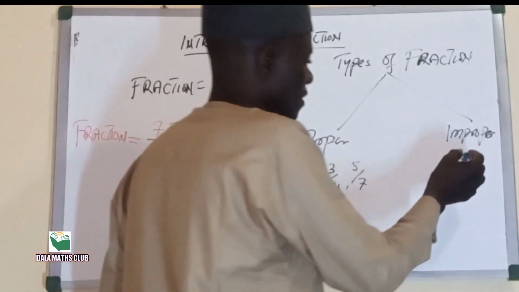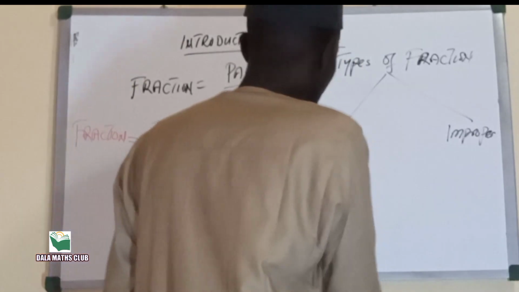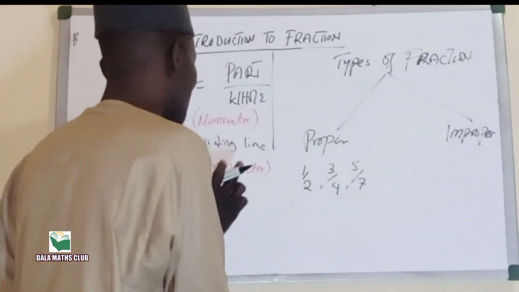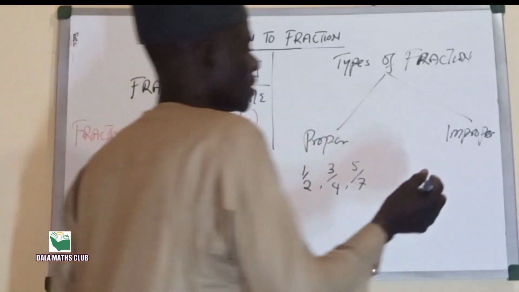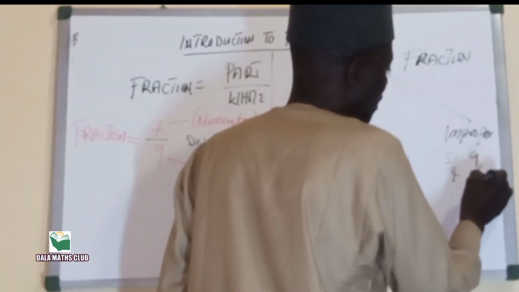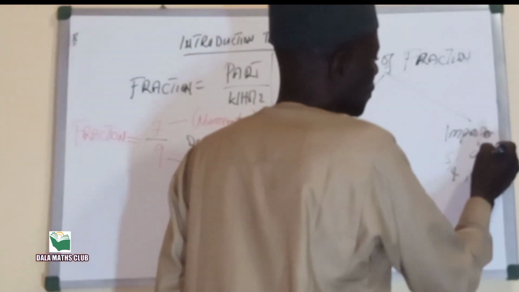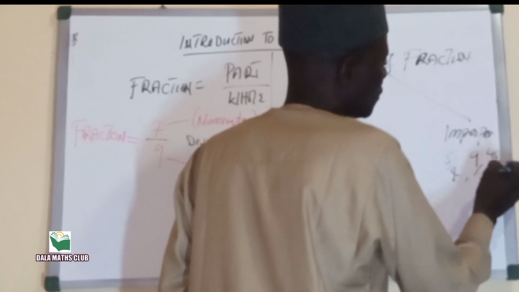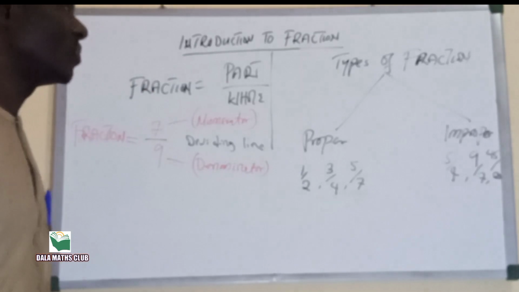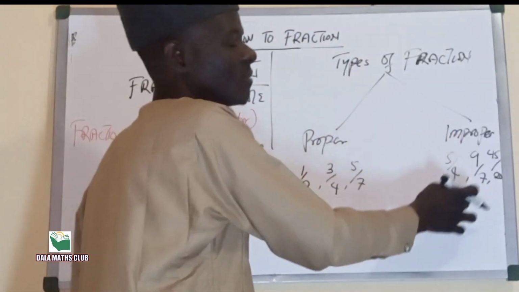Whereas in an improper fraction, the numerator is higher or greater than the denominator. For instance, we have 5 over 4 as an example. We may have 9 over 7. We may have 45 all over 20. Either of these is an example of an improper fraction.